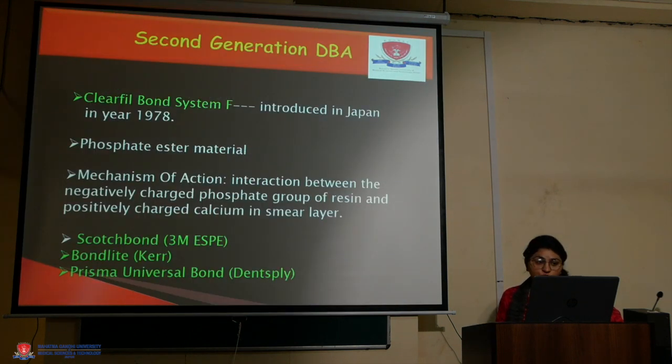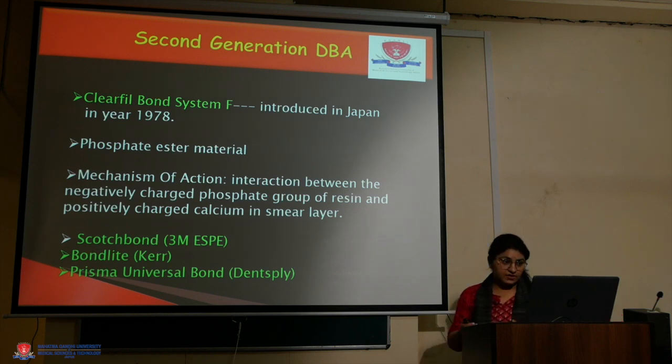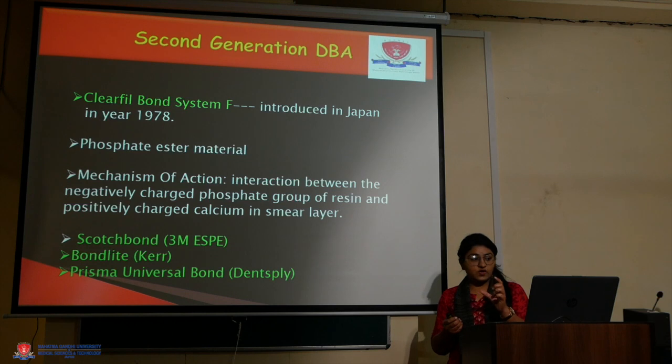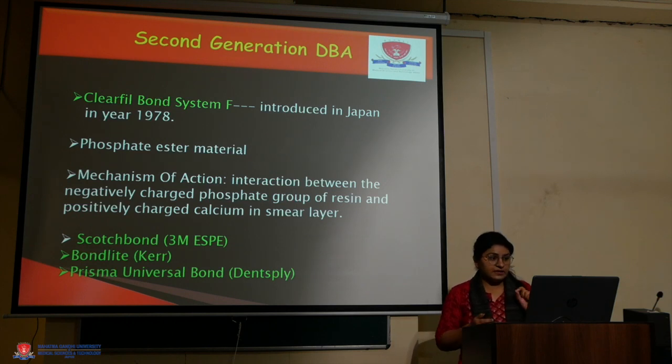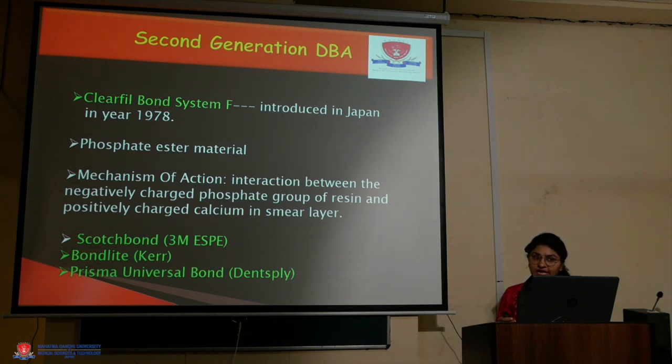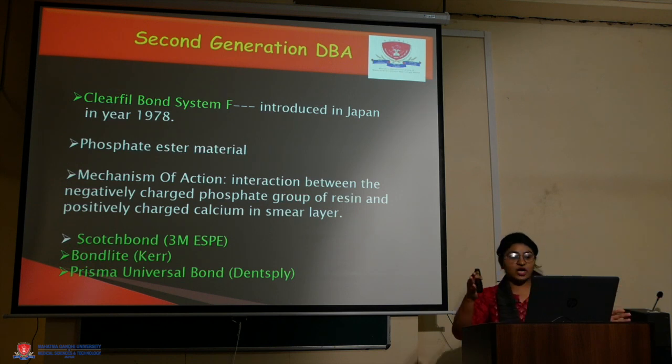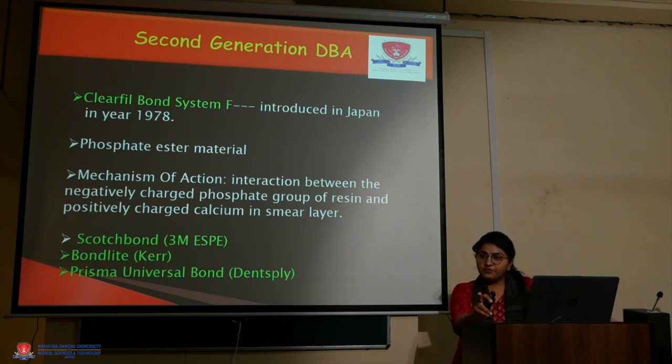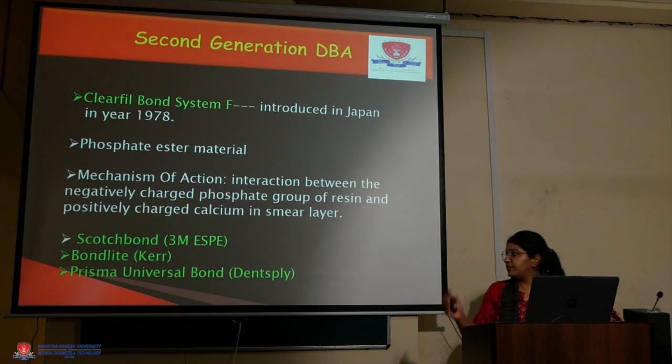Now the second generation was the Clearfil Bond System F, which was first introduced in Japan in 1978, and it is comprised of phosphate ester material. The mechanism, earlier, was the chelating action. Now here the mechanism was the interaction between the negatively charged phosphate group of the resin and the positively charged calcium in the smear layer. In the first generation, the smear layer was ignored. Now here it is forming a bond with the smear layer. Some examples are Scotchbond by 3M, ESP, Bondlite by Kerr, and Prisma Universal Bond by Dentsply.